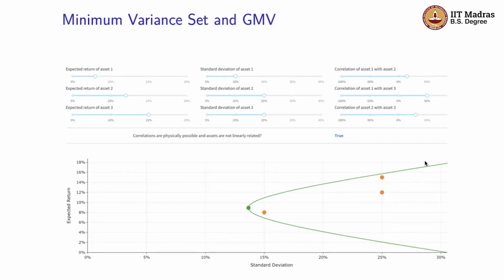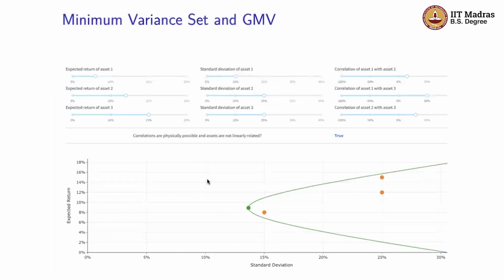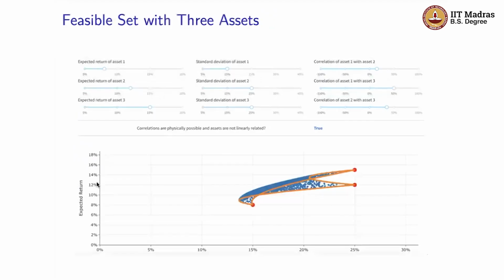Now, why do we care about this curve? Let's think about it. Imagine that you have an investor who has to choose a portfolio on a given horizontal line in the mean standard deviation plane. What does that mean? A horizontal line means a straight line. Suppose you fix this line, the one corresponding to, let's say, 14%. If we go back to this figure, you have fixed this 14%, and you have all these different points which lie on it. If you draw a straight line, there are many such points.